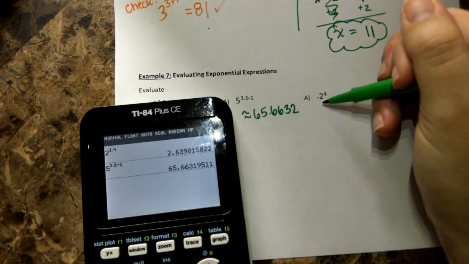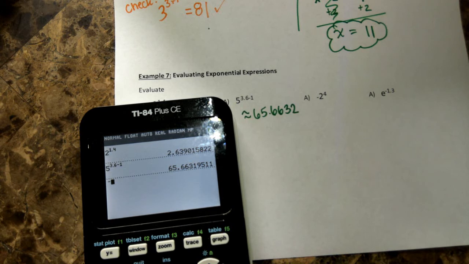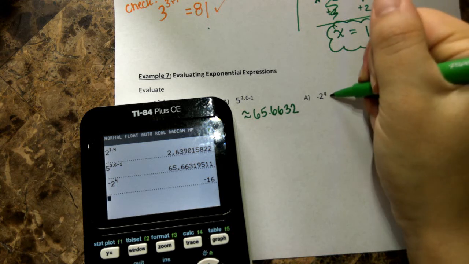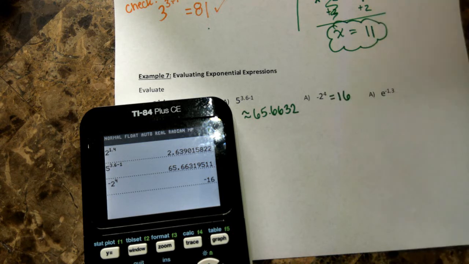Next one, negative 2 to the 4th. Negative 2 raised to the 4th power is 16, and I didn't even have to round on that one, so I can just put equals 16 since I didn't round.